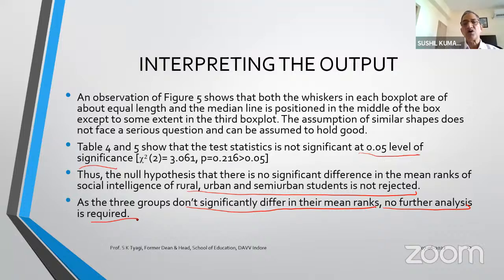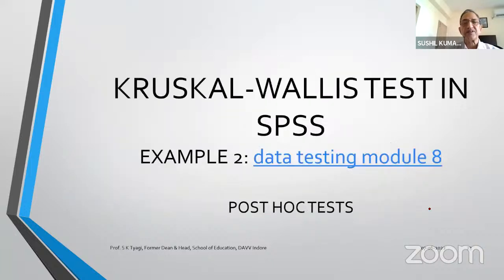Because rural, urban, and semi-urban do not differ in their social intelligence, we need not go into further analysis to identify the groups where there are significant differences, because overall there are no significant differences. This will be taken up next when we take up an example where you will find significant differences. So this is the second example, and here you will find significant differences.